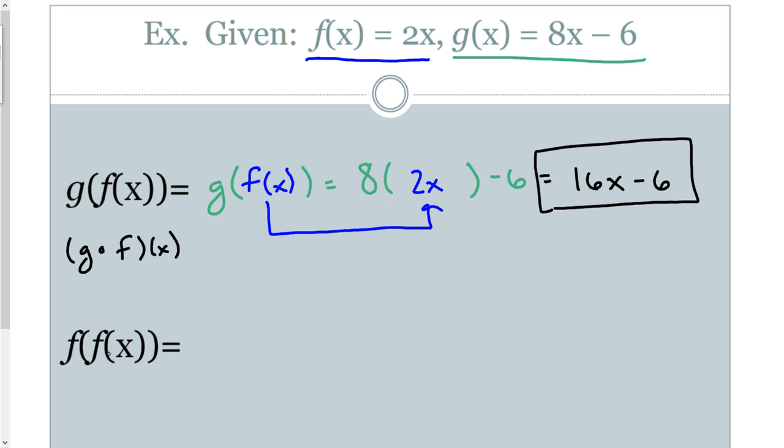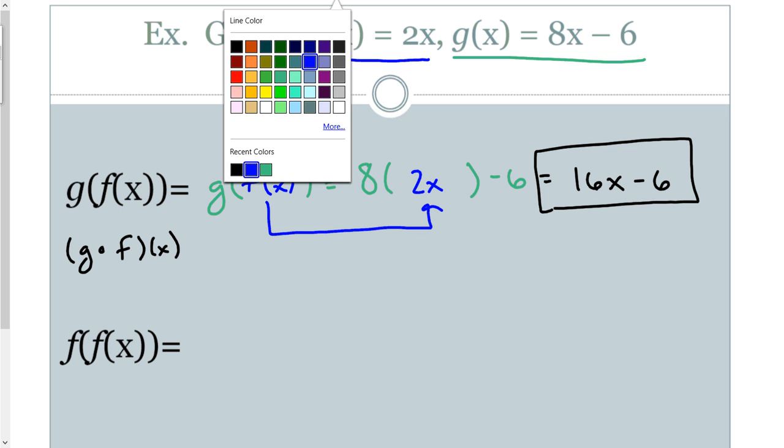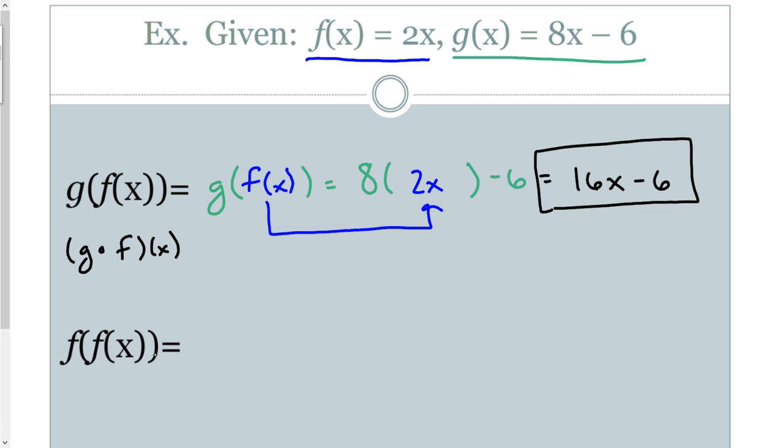People always ask, whoa, can you compose a function onto itself? Yeah, absolutely, you can do that. Color coding on this one doesn't quite show you as much, but I'll write 2x instead of f of x for this input. You can always compose a function on itself. It's pretty simple. We're just going to go f of, well, what is f of x?